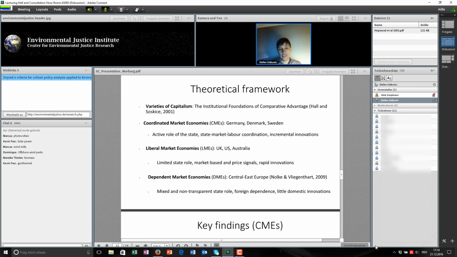The other model is liberal market economies, which you can find in the UK, US, Australia, and Ireland. There we see a more limited state role, with the understanding that the economy should be fully based on the market and price signals, and that states should not be involved in promoting industries or new sectors, but rather leave this to the market.